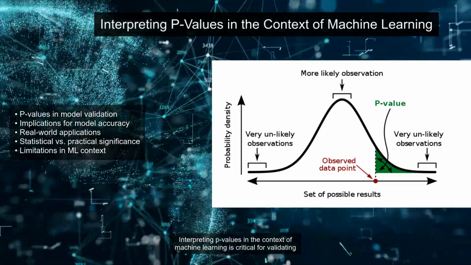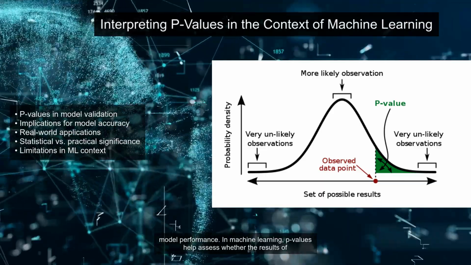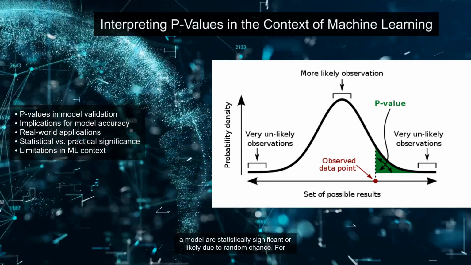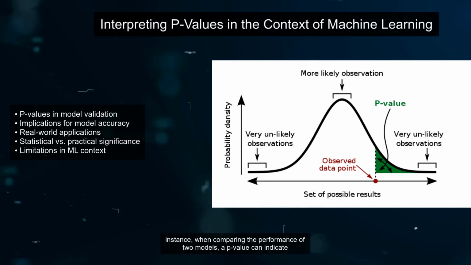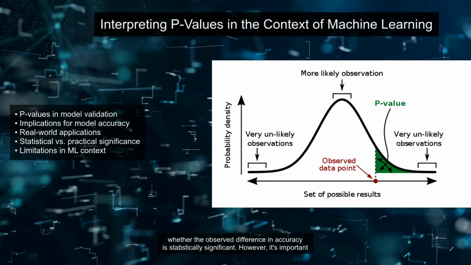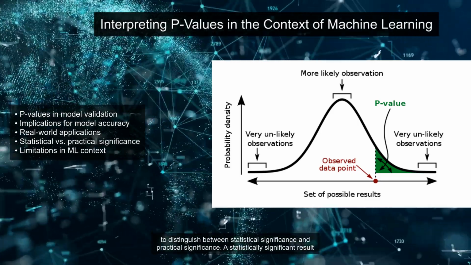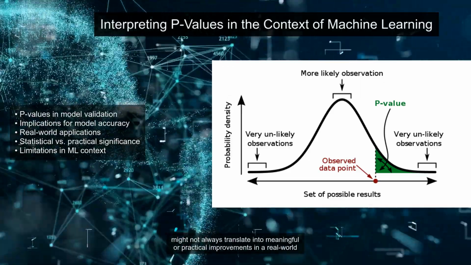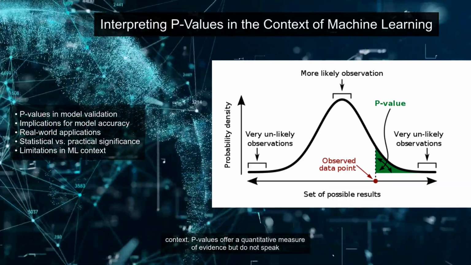Interpreting p-values in the context of machine learning is critical for validating model performance. In machine learning, p-values help assess whether the results of a model are statistically significant or likely due to random chance. For instance, when comparing the performance of two models, a p-value can indicate whether the observed difference in accuracy is statistically significant. However, it's important to distinguish between statistical significance and practical significance. A statistically significant result might not always translate into meaningful or practical improvements in a real-world context.